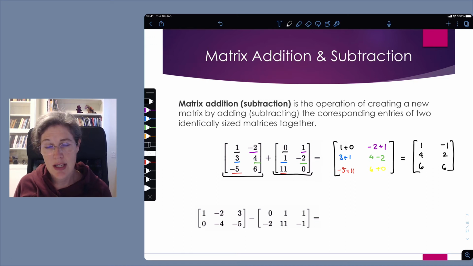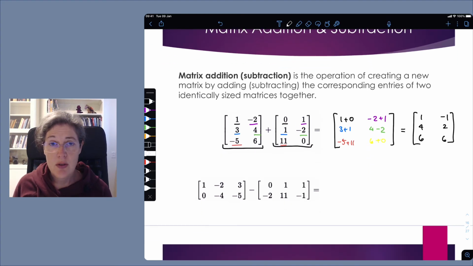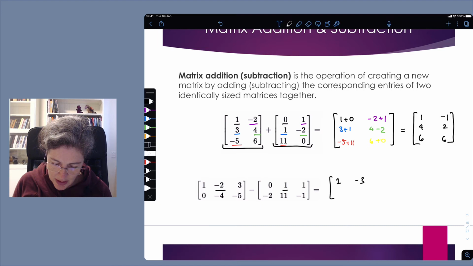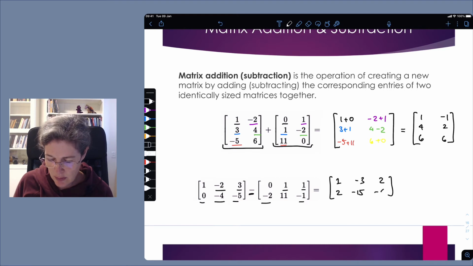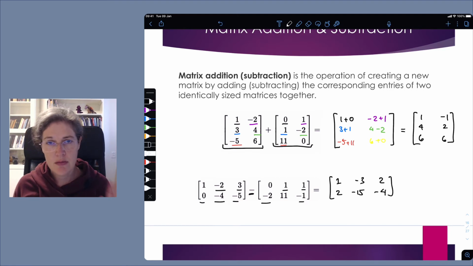Okay, so this works exactly like you would expect. You just work element-wise, so you can check for yourself. You do exactly the same thing if you're talking about subtraction. So if we have, actually let's have a look at this. We've got 1 minus 0, which is 1, -2 minus 1, which is -3, 3 minus 1, which is 2, 0 minus -2, so that's going to be 2, -4 minus 11 is going to be -15, and -5 minus -1 is -5 plus 1, so that's going to give us a -4. Okay, so addition and subtraction of matrices is very straightforward.